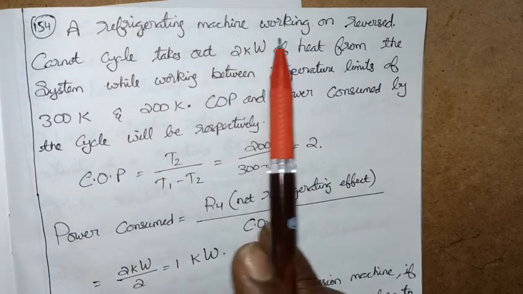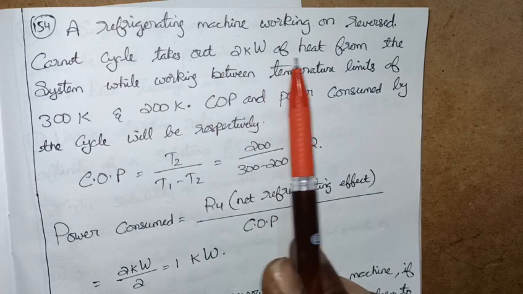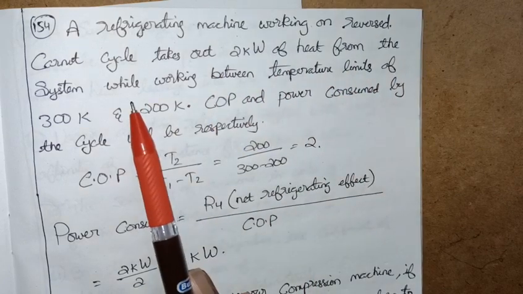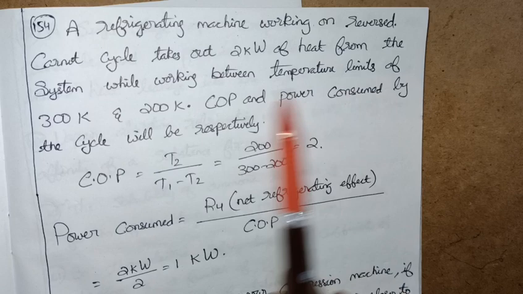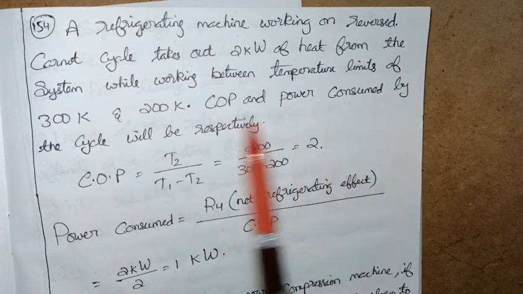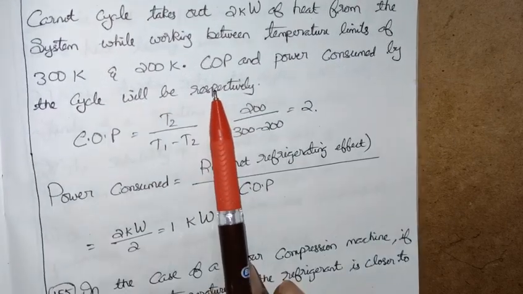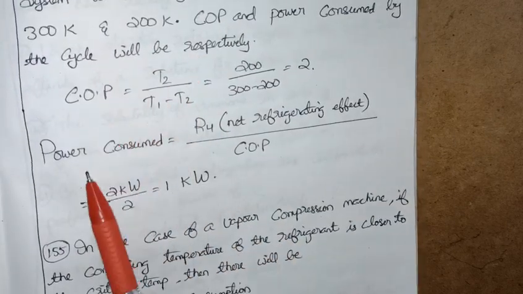A refrigerating machine working on reversed Carnot cycle takes out 2 kilowatt of heat from the system while working between temperature limits of 300 Kelvin and 200 Kelvin. COP and power consumed by the cycle will be respectively. So we have to calculate the COP and this power consumed.